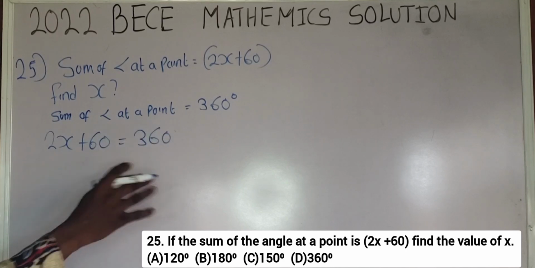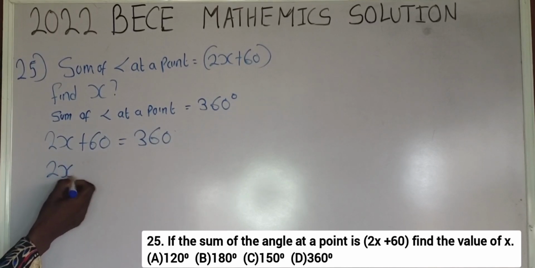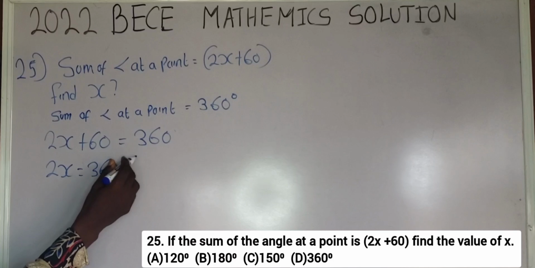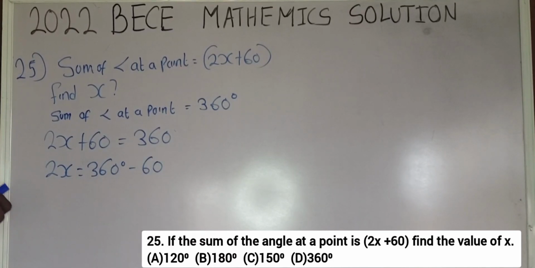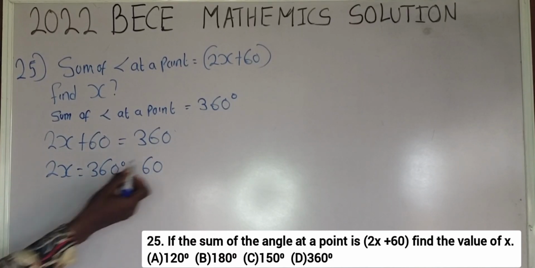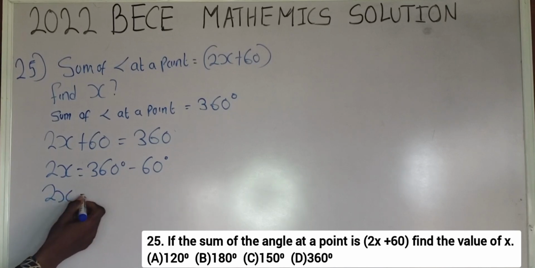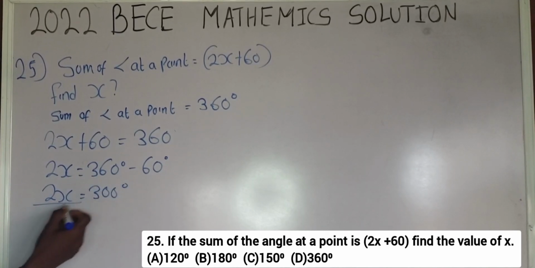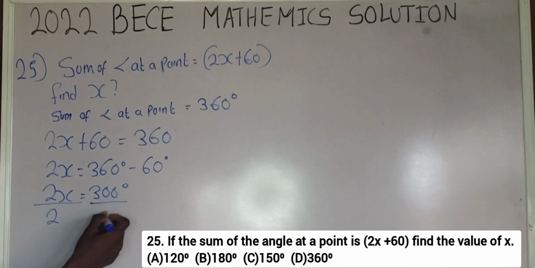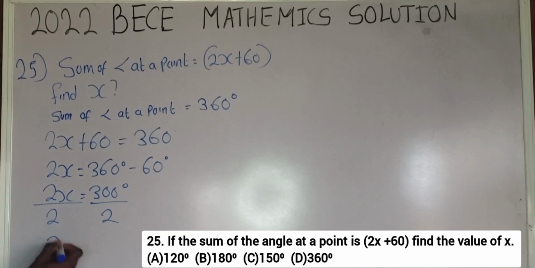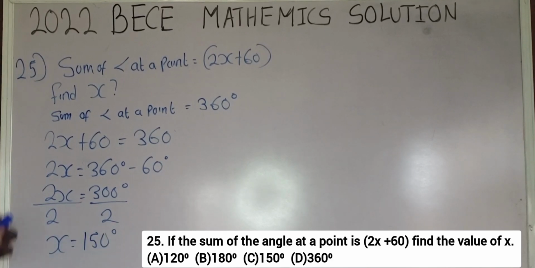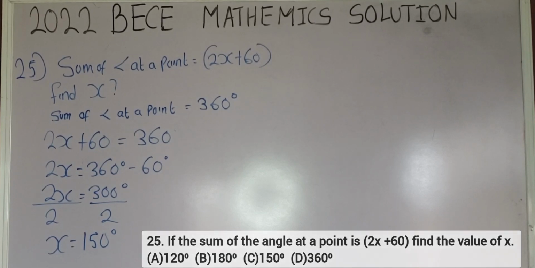All you have to do is collect like terms. So I'm going to have 2x is equal to 360 degrees minus 60 degrees. So 2x is equal to 300 degrees. Divide this by 2, this over 2. So here we are going to have x is equal to 150 degrees. So the value of x is 150 degrees. The answer to that question is option C. Are you getting it? That is the answer.